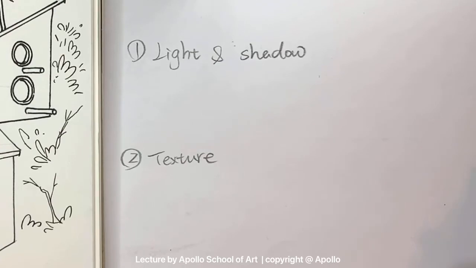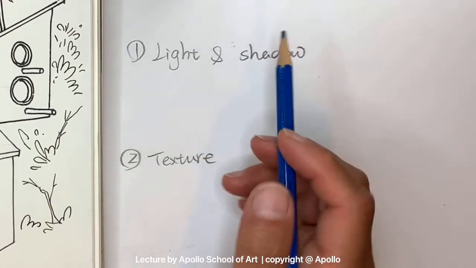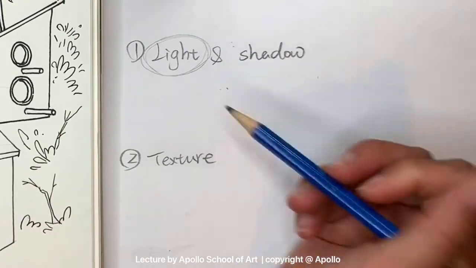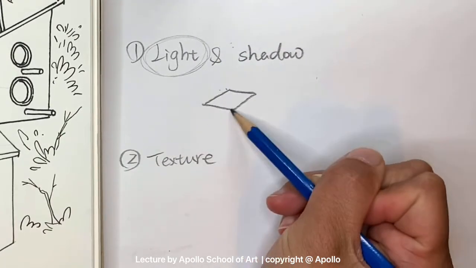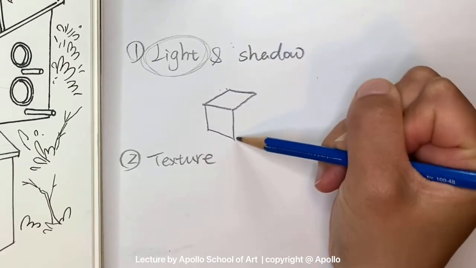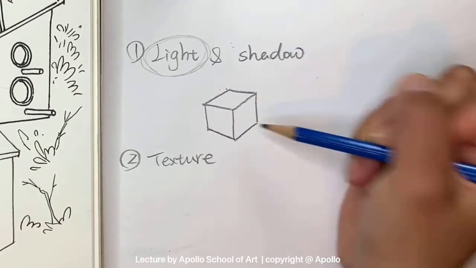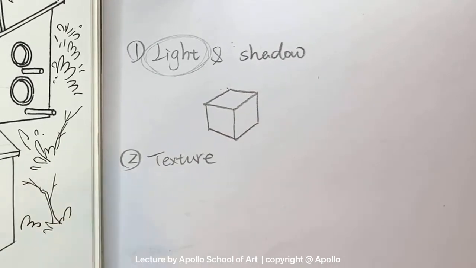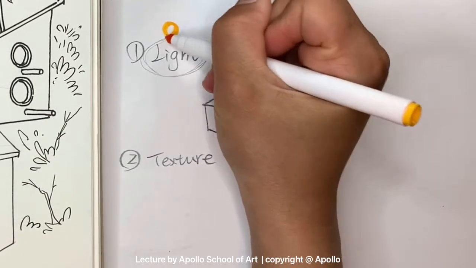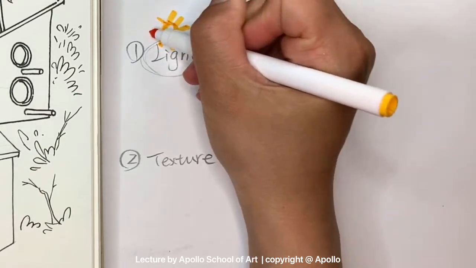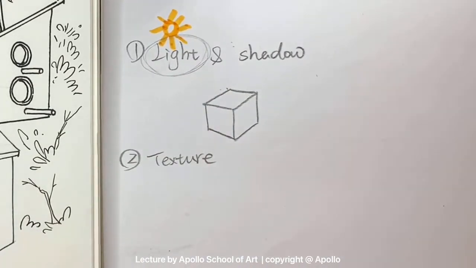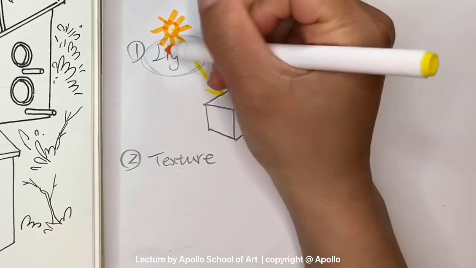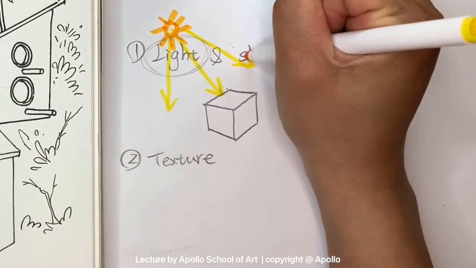Okay, so when we talk about the shadow, we have to decide where the light source is. For example, right here, I have a cube with 2-point perspective, just like our birdhouse. Then I'm going to have the light, so I use the sun as the light, and it's going to have a direction. The light is going to look like this way.